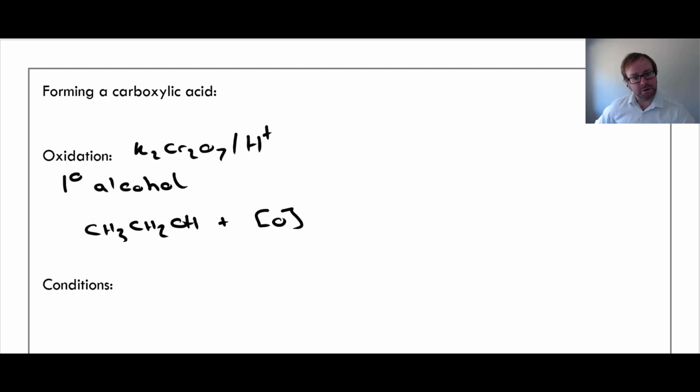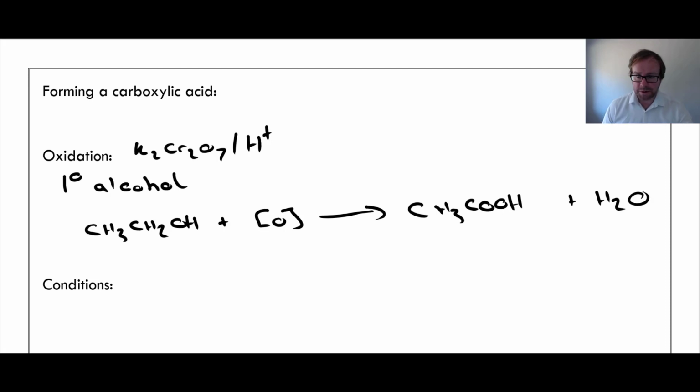Remember, when I'm doing this, I would write my oxidizing mixture as an O to form my carboxylic acid, CH3COOH plus H2O. Let's make sure I balanced it. Go back and balance your oxygen: 1, 2, 3, 2. Okay, so I've got my primary alcohol, which is ethanol, and I form my carboxylic acid through oxidation. Remember, this is complete oxidation.